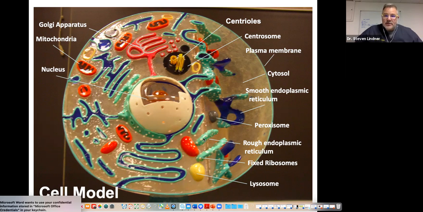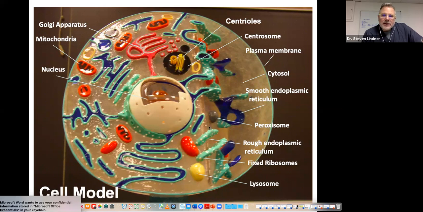Those are free ribosomes. All right, what else do we have located within the cytoplasm? There is this yellow structure around 5 o'clock position. That yellow is called a lysosome. We'll talk about their functions in just a moment.